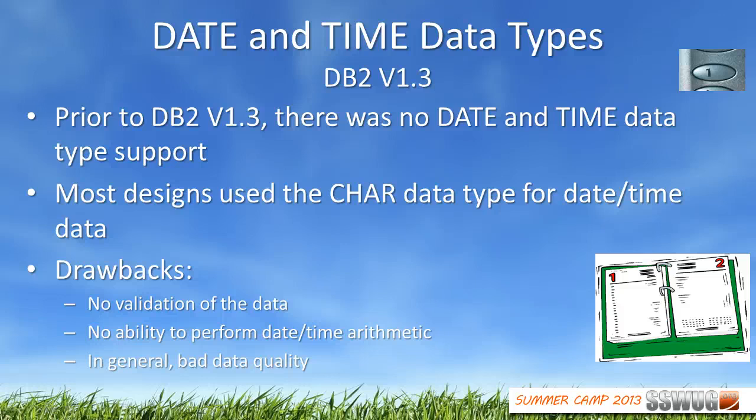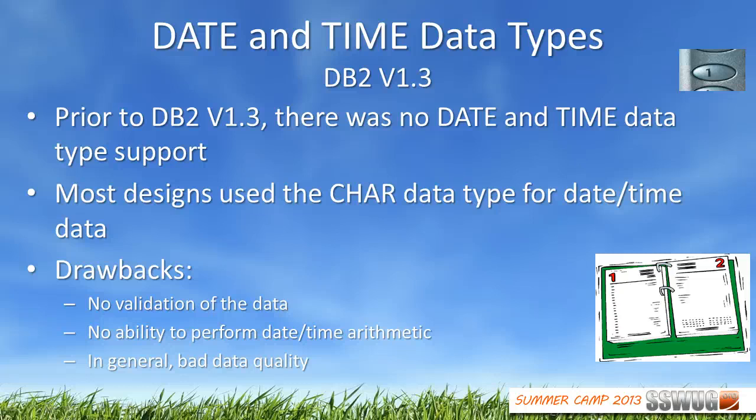So people would design their tables such that the dates and times would be using a character or a variable character, or in some cases a numeric field. And this led to some data integrity problems. There was no validation of the data. You couldn't perform date-time arithmetic very easily, because just subtracting a number from a number that's a date, you're not going to get the right answer. You have to understand that it's year, month, and day. And just in general, you wound up with bad quality.